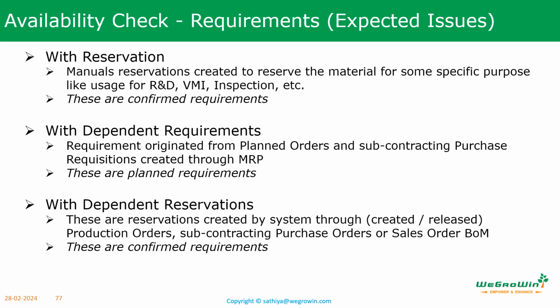And then further requirements are like reservations, right? We may create a lot of manual reservations for specific purposes, like material may be required for R&D or VMI or inspection. So these are the confirmed requirements. There may be dependent requirements which are coming from planned orders. These are planned requirements, and whether they are considered in the availability check or not, we can define. And also there are dependent reservations, which are the reservations created by the created or released production orders, which are the confirmed orders. And also the subcontracting orders and sales order BOM will be including these dependent reservations.